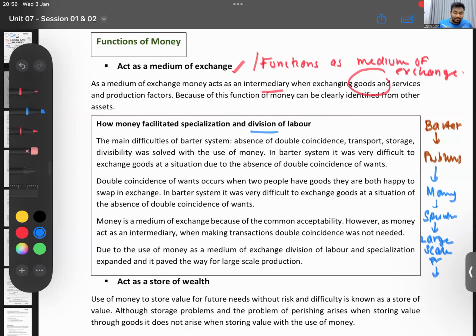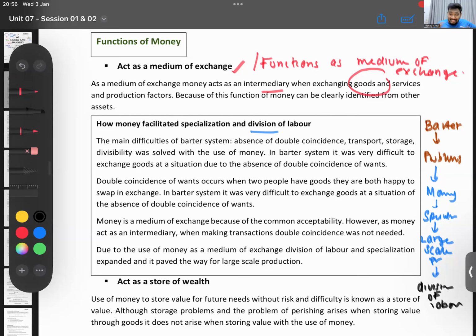Along with large scale production, what do we see? Think of a large cloth manufacturing company. What will they have? They will have division of labor. They will divide the process into small parts. So that is how money facilitated specialization and division of labor. Remember it like a story.